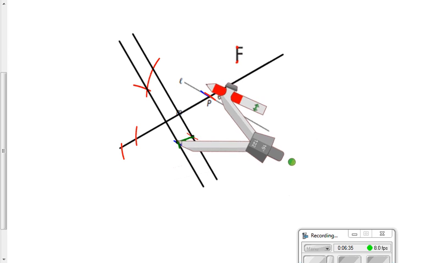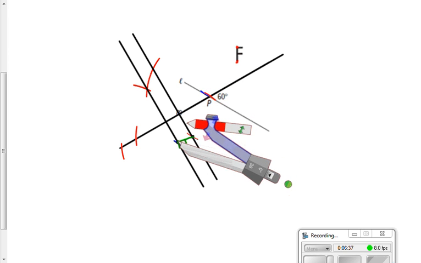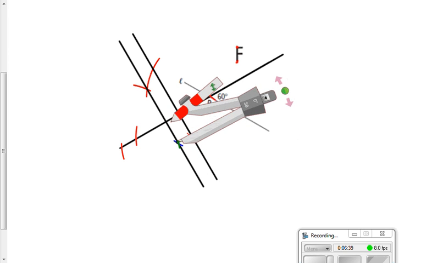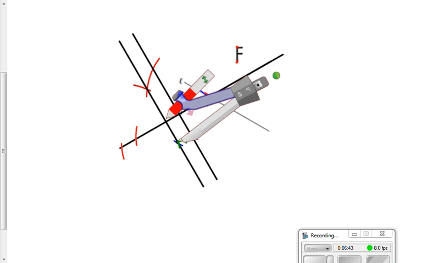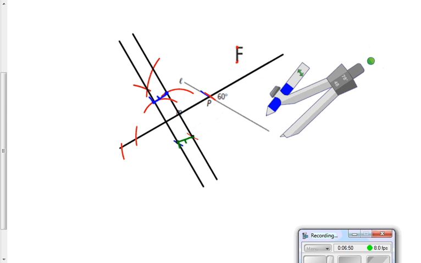So I drew in a couple perpendicular lines there. Now I'm just going to find the distance that I need to reflect it across. And then I'll draw my two corresponding points and draw the letter F there. There's my letter F. Now I want to just answer a couple questions here.